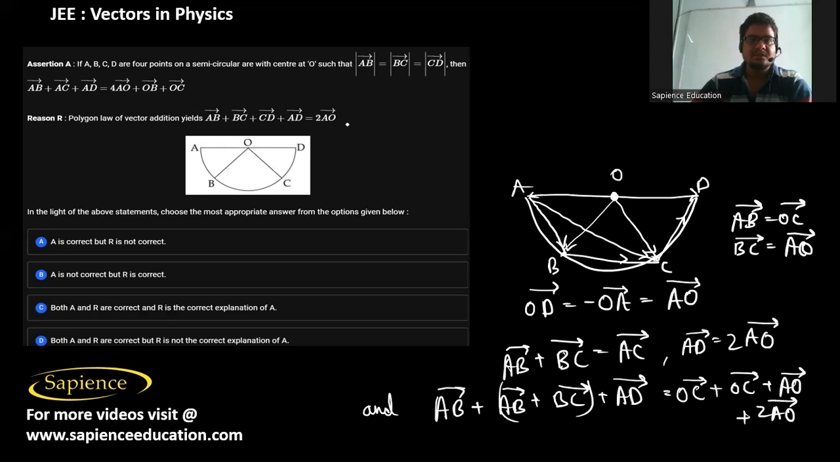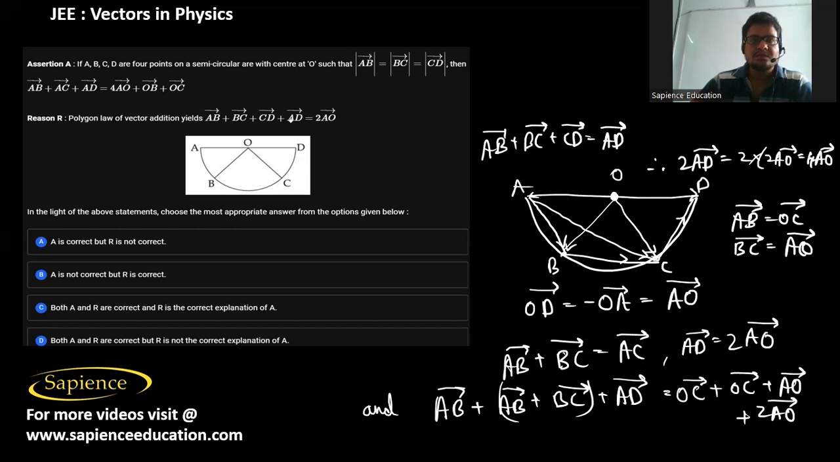And then in the reason it is told AB plus BC plus CD. AB plus BC plus CD that is equal to AD, which will obviously be equal to AD by using the polygon law of vector addition. So therefore we can say 2AD, so that will be equal to twice of 2AO, that is equal to 4AO.